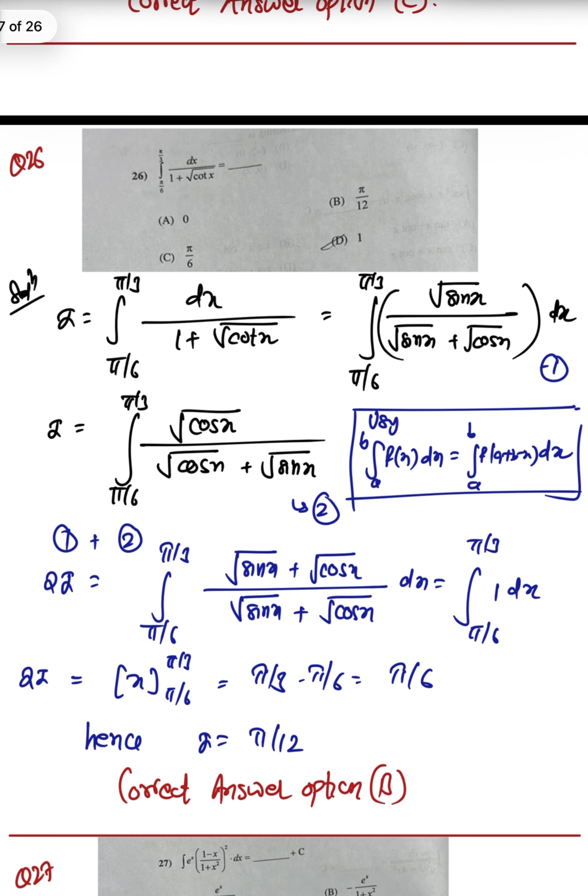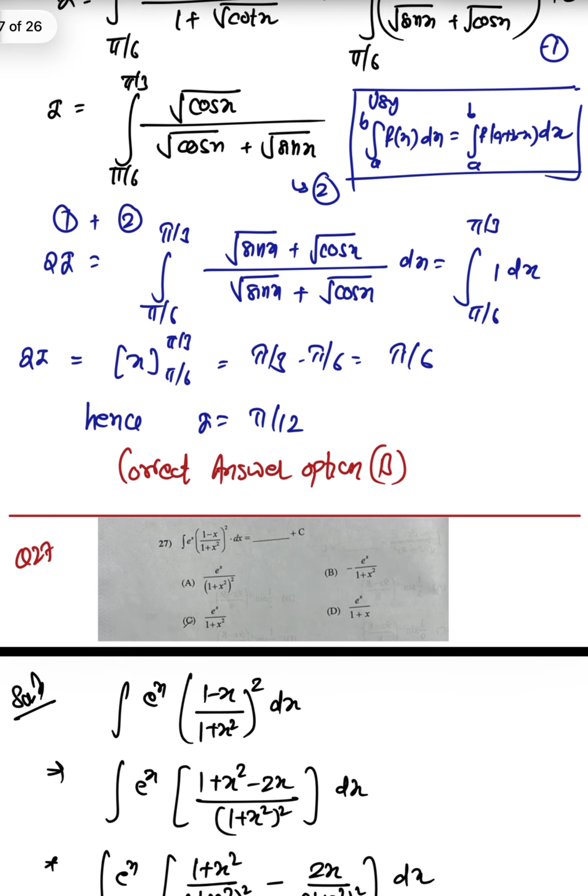26. Integral of dx upon 1 plus root cot x from pi by 6 to pi by 3. It is a definite integration. Here we have converted cot into cos and sin, and then we have used the property that the integration of f of x from a to b equals the integration of f of (a plus b minus x) from a to b. So we get a second equation with root cos x upon this. If we add these two, we get 2I equals the integration of the numerator and denominator, which become the same, so they cancel out and you will get 1. The integration of 1 is x. The difference of limits will come, so that is pi by 6. That is your 2I, so I is pi by 12. Hence answer B is correct.